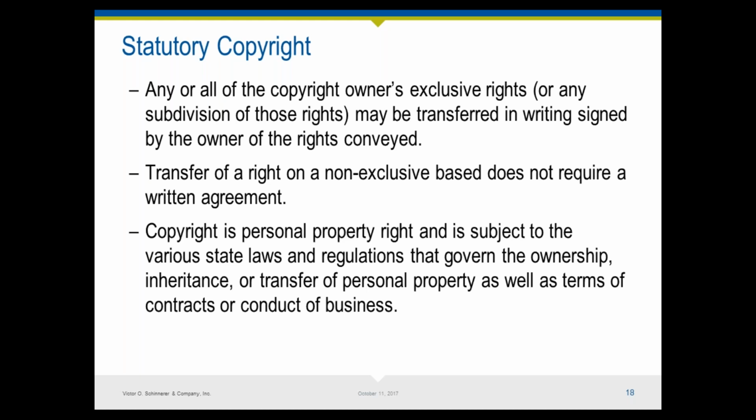Copyright is a personal property right. It's subject to various state laws and regulations, but you can transfer personal property. Often, for instance, if your firm merged with another firm or actually was bought out by another firm, that other firm is buying the assets but not the liabilities of your firm. And in doing that, it's also buying whatever copyrights you have because they are an asset of your firm.